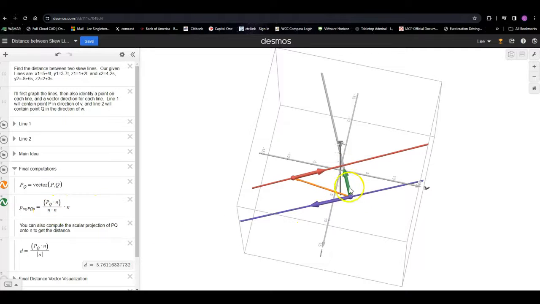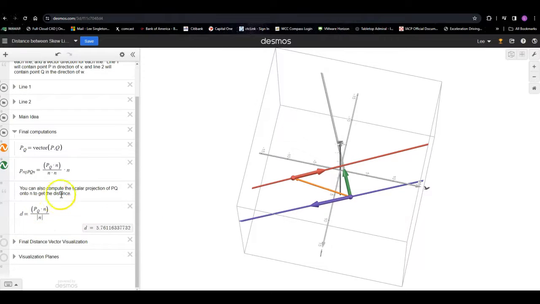Really, though, we want the length of that, not the actual vector itself. So you can compute the length by doing what they call the scalar projection of PQ onto N. So this is the PQ dot N, but then just divided by the magnitude of it. So what this ends up being is if I times this by the normal vector, N over magnitude of N, then I get the exact thing up here, the projection of PQ on N as a vector.